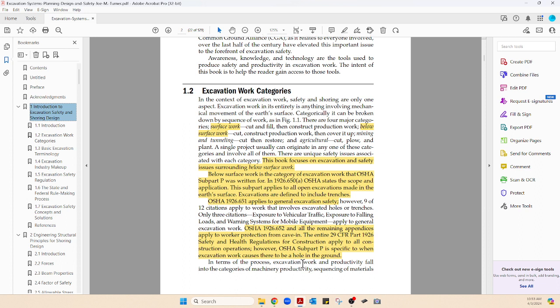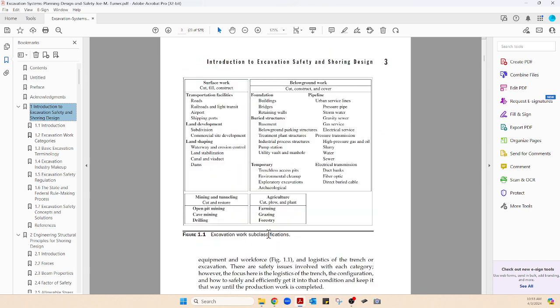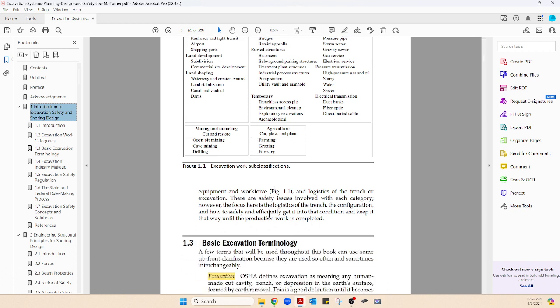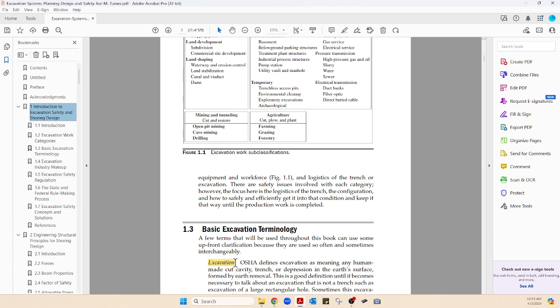Okay, now that takes us through some categories. I'm not going to talk about all of these. They're pretty self-explanatory. It's part of your reading assignment. And your reading assignment, I think, goes on to include terminology. So be sure you know what OSHA defines as excavation, not necessarily your own definition.